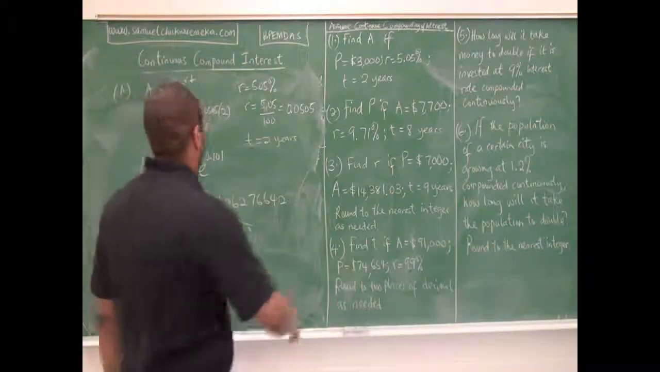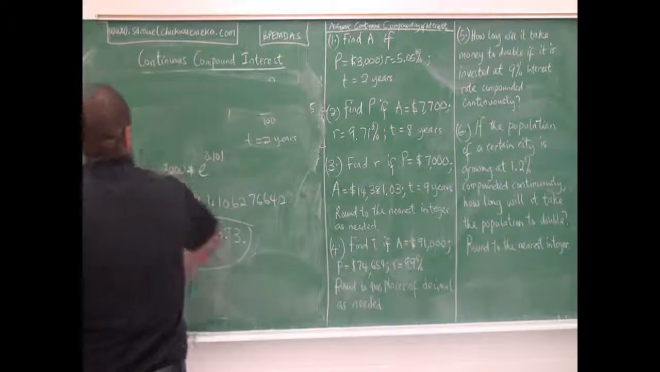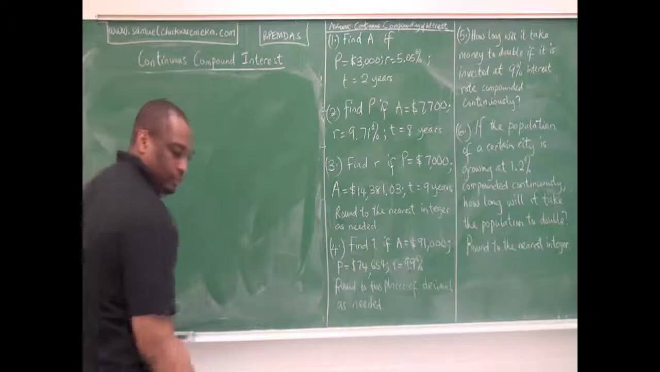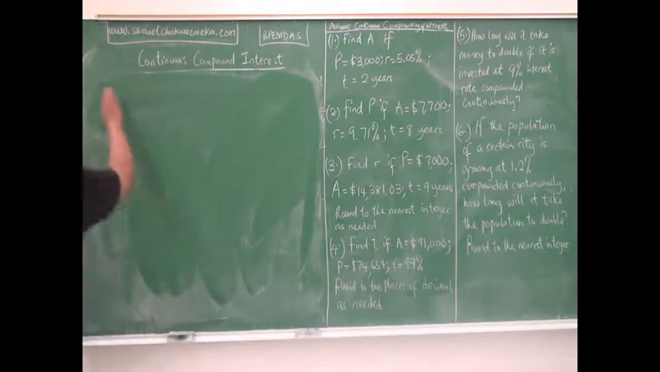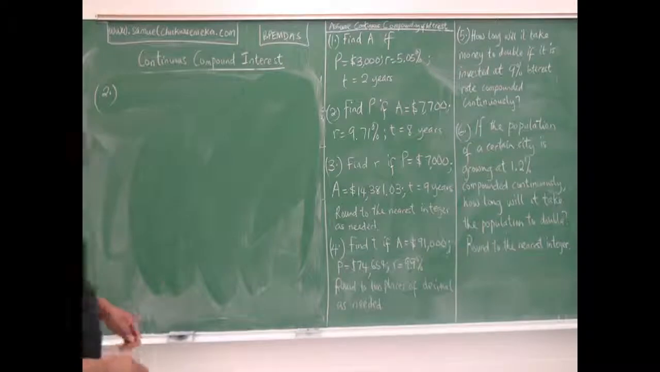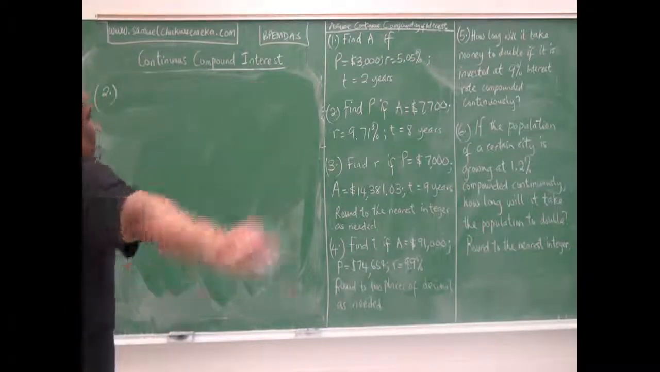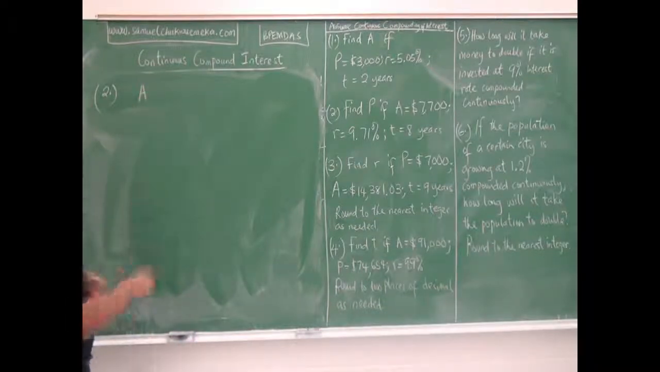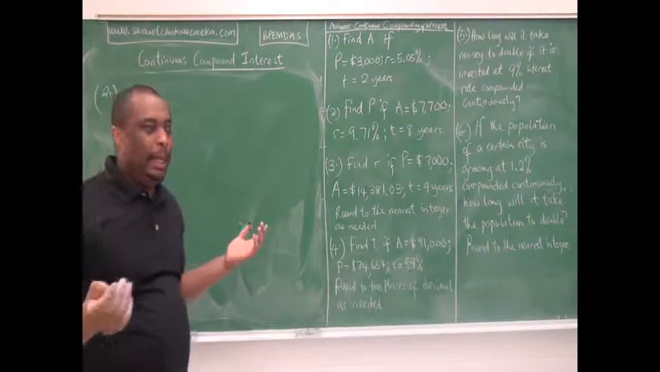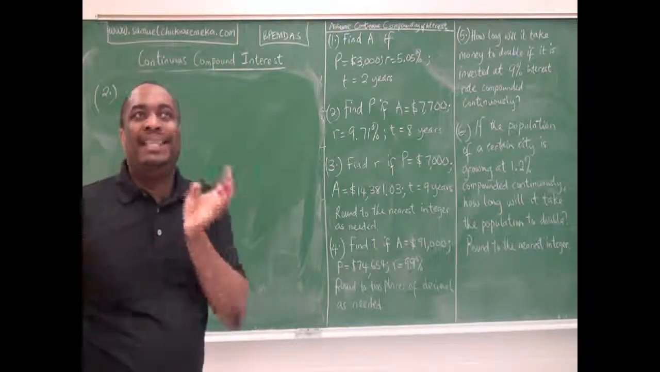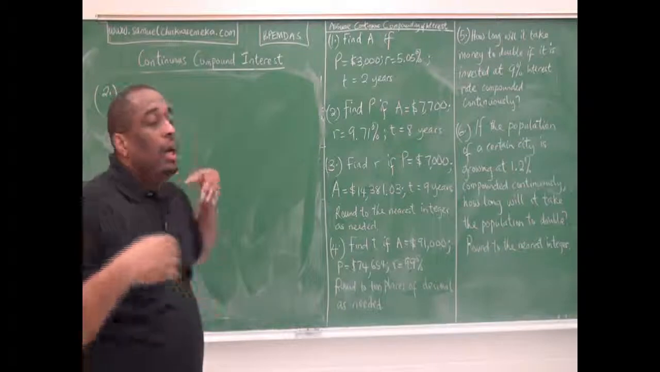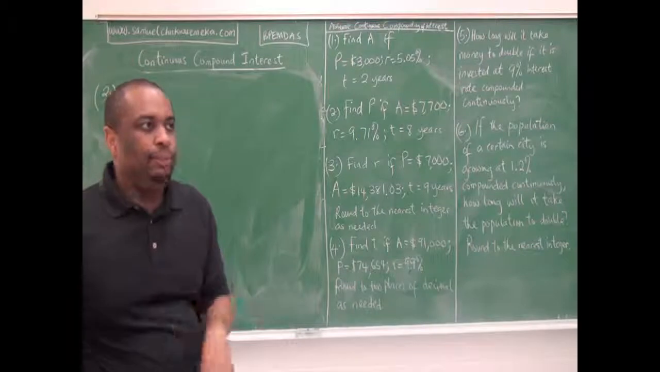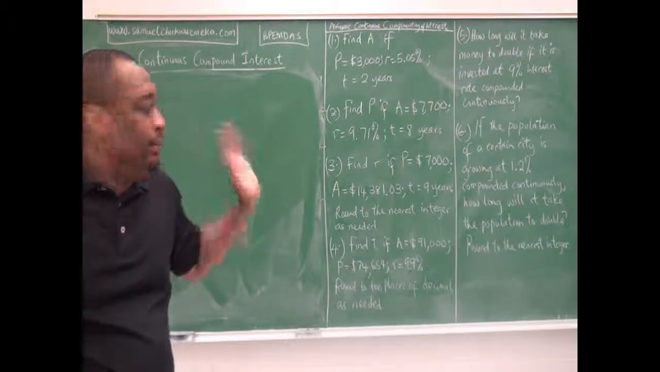Now, let's do the second problem. Number 2, find P if A is this. So let's make P the subject of the formula. Let's express P in terms of A, R, and T. We make P the subject of the formula, or we isolate P.